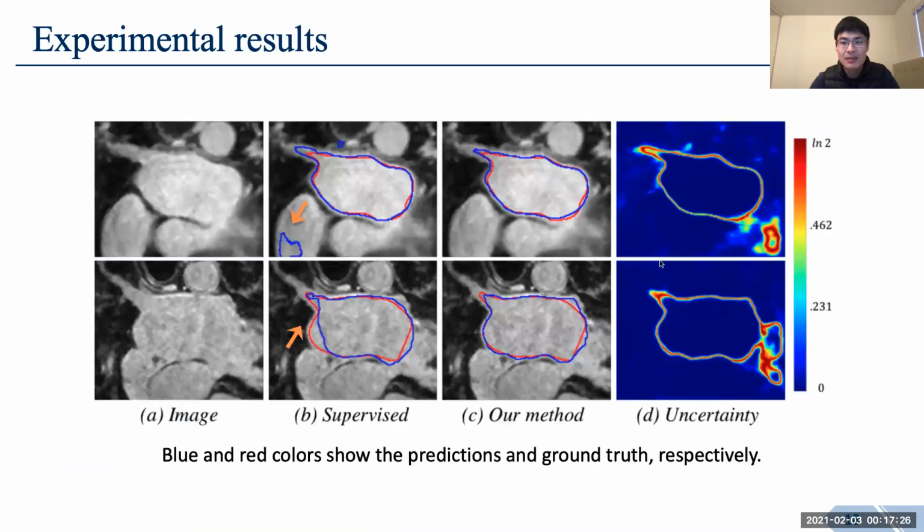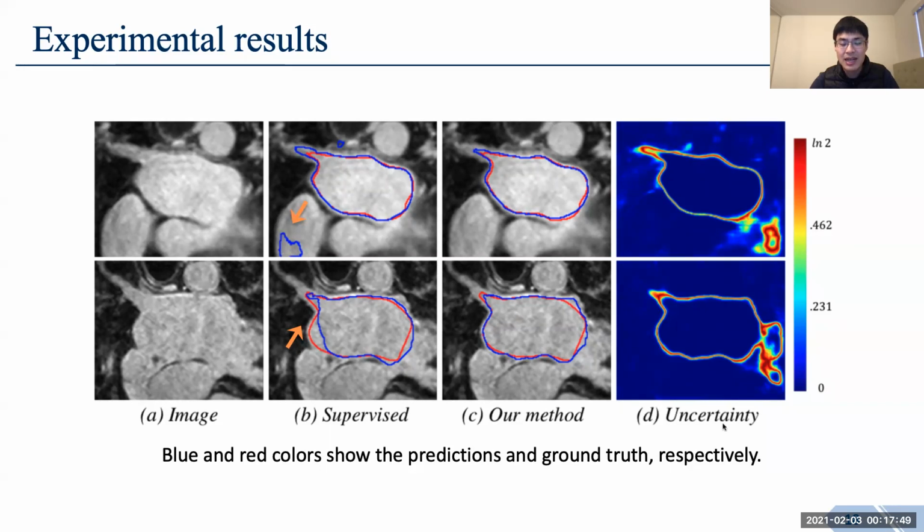And we show some segmentation examples and the estimated uncertainty. From the visual example, we can see that our semi-supervised method has a large overlap with the ground truth compared with the supervised-only baseline. And our method also reduces the false positives by utilizing the unlabeled data.